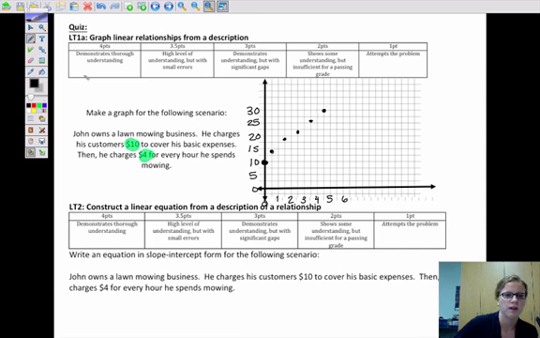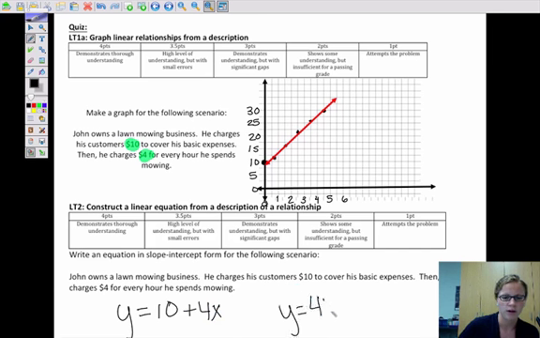So we have a line there that should represent our data. Okay, and some of my points are a little off there, but that should be our representation of our data. That's what students should have had. And then our equation there should be either y equals 10, his startup, plus $4 per hour, or y equals 4x plus 10 if we have it in slope-intercept form.